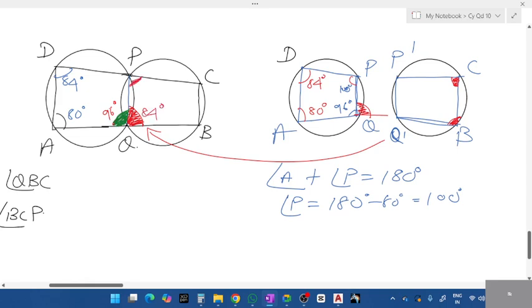Next, what about QBC? If this is 100 degrees, even QBC is exterior, so that should be 80 degrees. If P dash Q dash B is 84 degrees, what about angle C, students? What is angle C? 96 degrees.